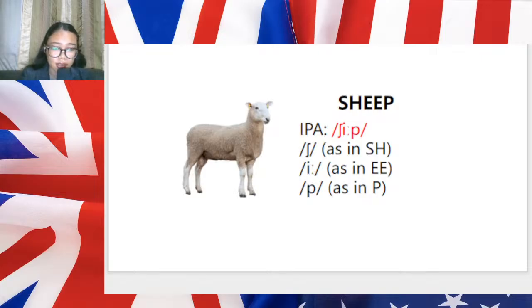So, yes, this is basically a one-syllable word. But if you try to dissect that particular word and its IPA description, there are three distinct sounds in it. Okay? All right.